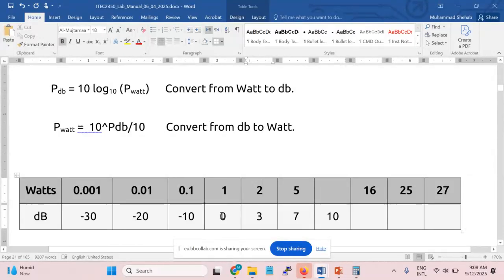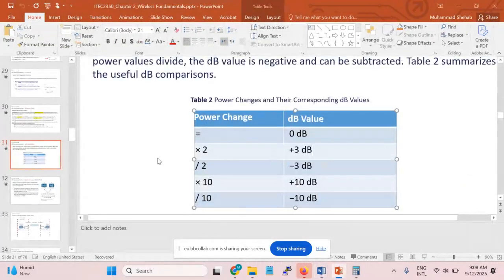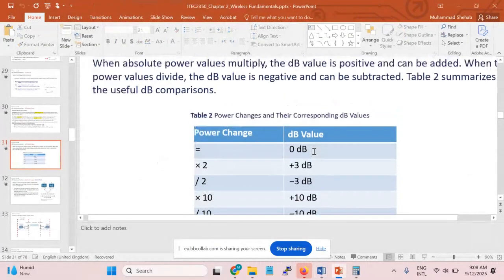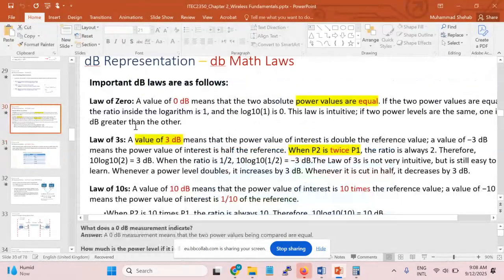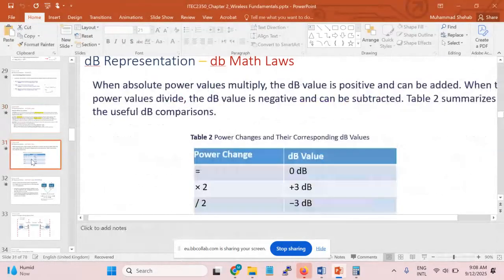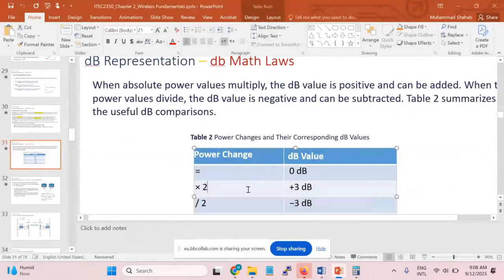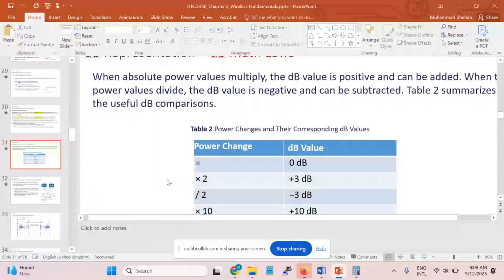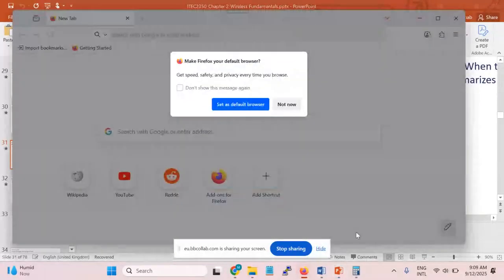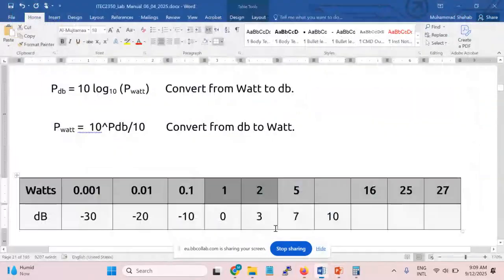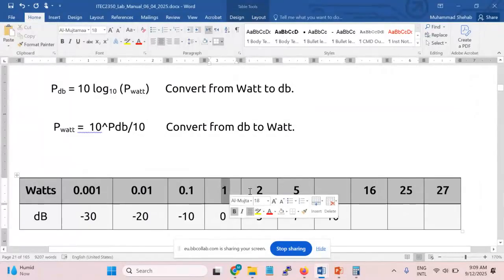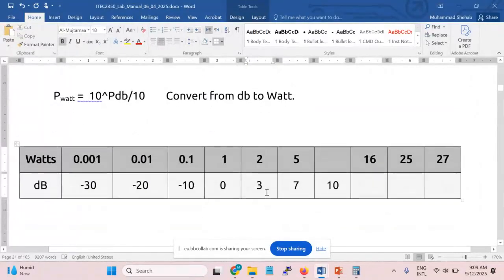So you can calculate it like this: if you add 3 in dB, you will multiply by 2 in watt. This is based on the 3 dB rule, the law of threes. Here we have added the 3 in dB, right? So we'll multiply 1 by 2.